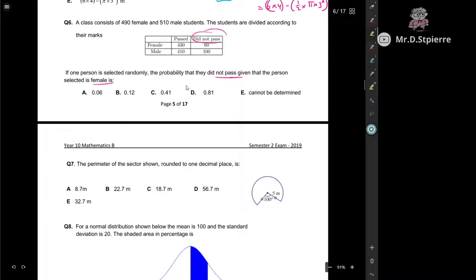The big thing here is this word given. Overall, this is a probability and statistics question, but it is a conditional probability because of this word given. That's effectively restricting our sample space. So we're looking at trying to find the probability someone did not pass, but given that person is a female. So we're effectively ignoring the males. The males don't count here. We're trying to find the probability that they did not pass given they are a female.